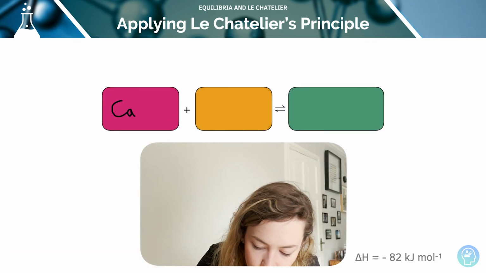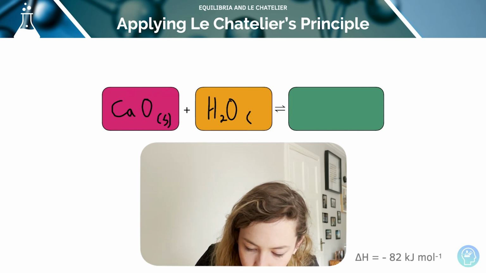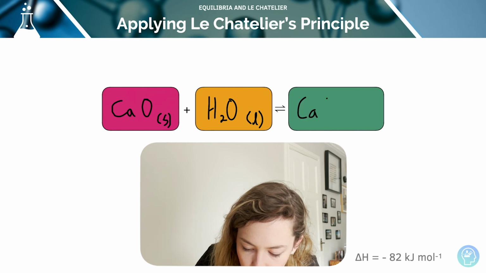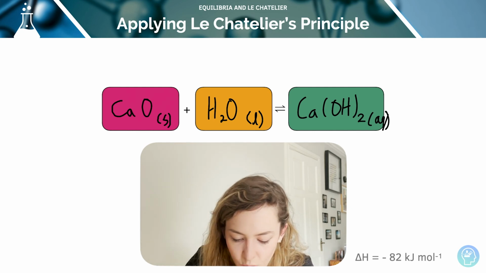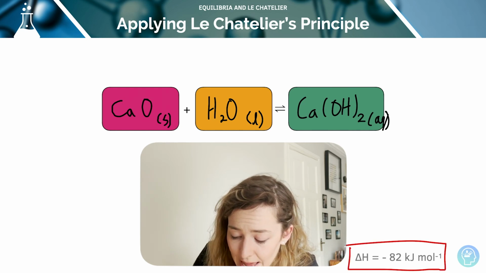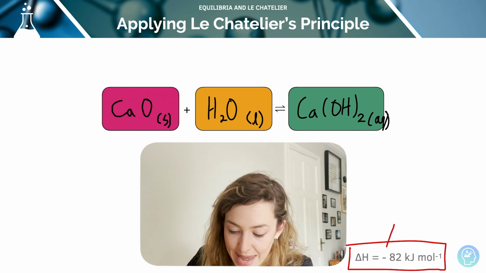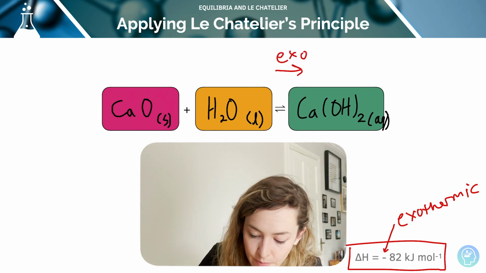Let's have an example. So if I've got calcium oxide, that is a solid, reacting with water, of course liquid, I'm going to make calcium hydroxide, and that is aqueous. Okay, so this is quicklime and this is slaked lime. That's often what we call it. I've been told, and this is really important, that the forward reaction is exothermic because there's a negative value here. So this is exothermic. Okay, so this forward is exo and the backwards is therefore endo.